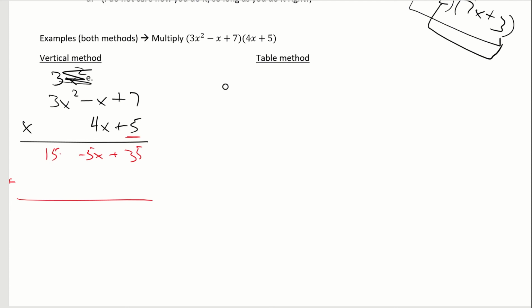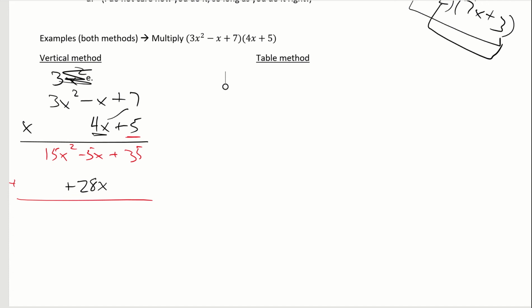It's the first term, so 15x squared. Then you do the same thing. I'll do this one in black, the only other color I have apparently. I'm going to go 4x times 7 is 28x, and I'm going to put it underneath the other x term and put a plus in front of it because it's positive.